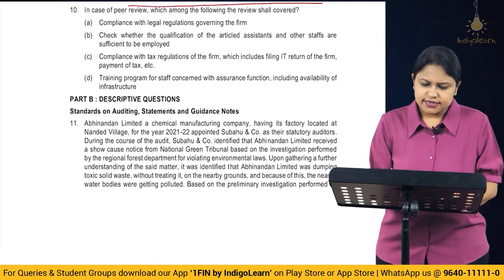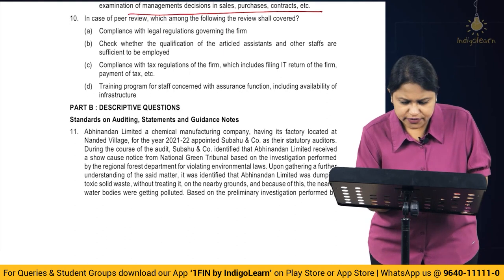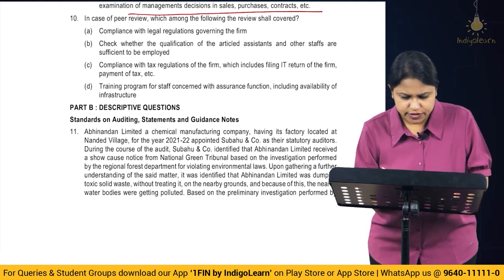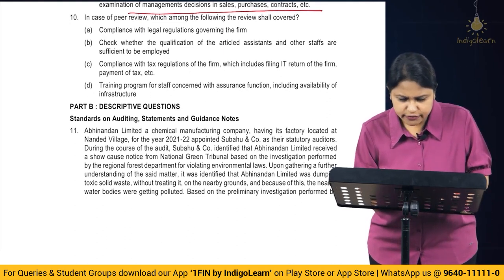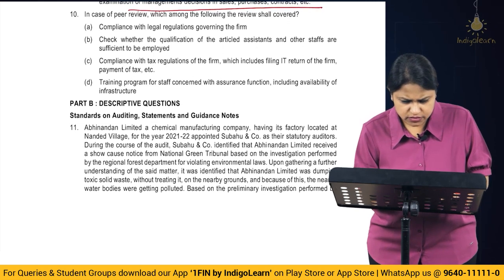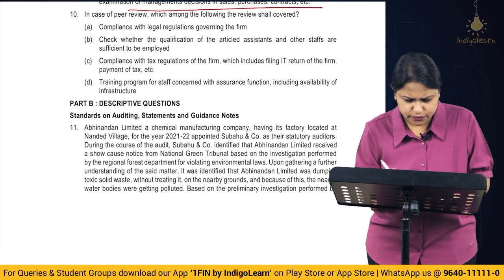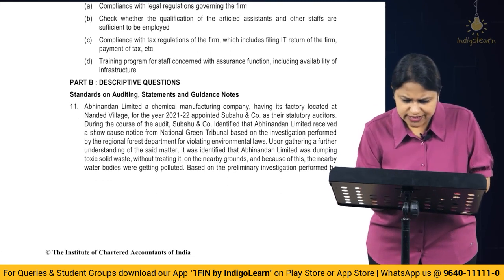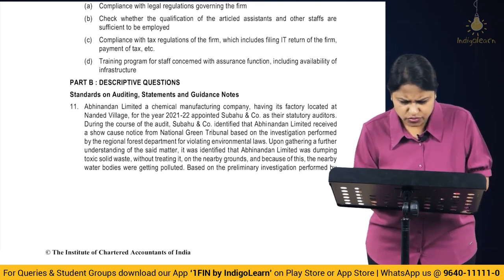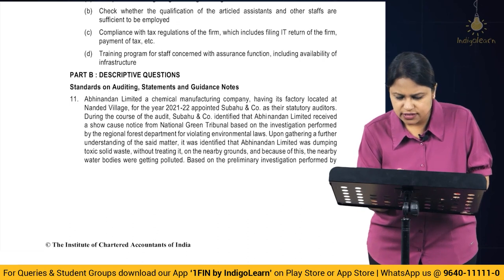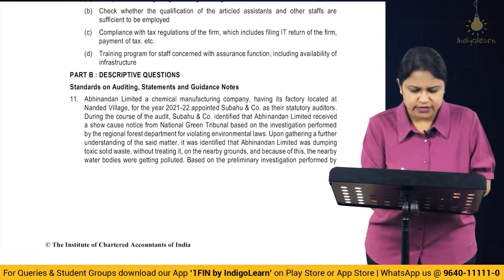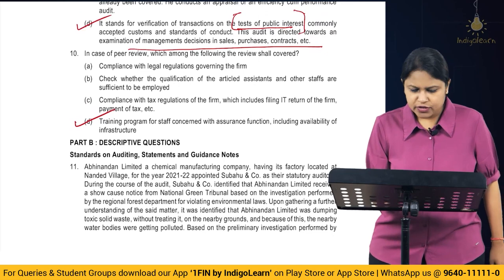Alright, then 10th one. In case of peer review, which among the following reviews shall be covered? Compliance with legal regulations governing the firm? No. Check whether the qualification of article assistants and the other staff is sufficient to be employed. Compliance with tax regulation of the firm including IT? No. Training program for staff concerned with assurance function including availability of the infrastructure. The answer is D. Alright.